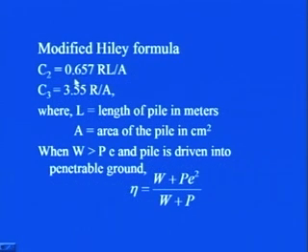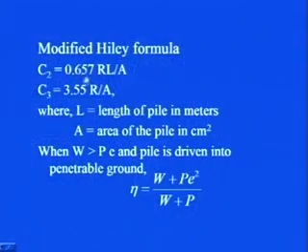Then C2 is 0.657 R L by A, C3 is 3.55 R by A, where L is length of pile in meters, A is area of the pile in centimeter square. So, you see here R is in tonnes. So, L is in meters, whereas I am using this area in centimeters. So, you have to be very careful about the units of respective parameters because these are empirical expressions. So, these differences in the units have been taken care of while deciding upon this particular empirical factor.